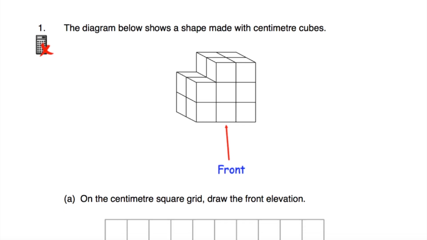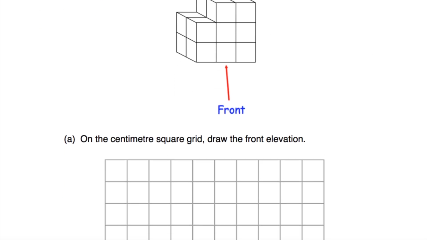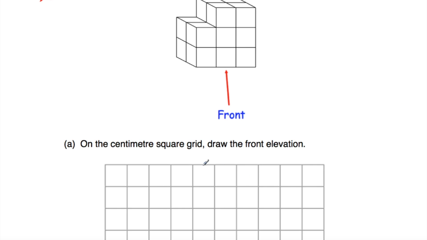Okay, question number one. Question number one says the diagram shows a shape made of centimetre cubes. So we've got the shape and it's made from centimetre cubes. And we've been asked in part A to draw the front elevation of the shape. Now, I'm actually not going to scroll down any further here because I want to be able to draw this and see the shape at the same time. So if I was doing this, I'd probably move down a little bit in this grid, but I'm just going to stay here.